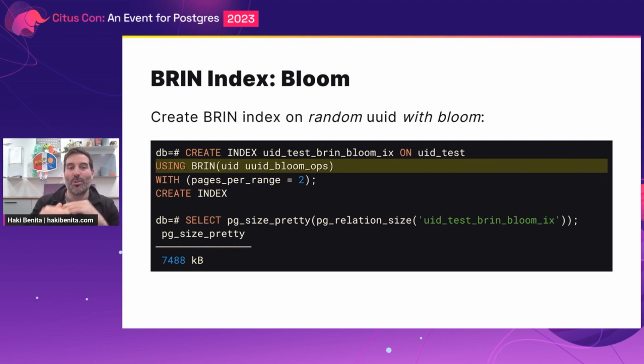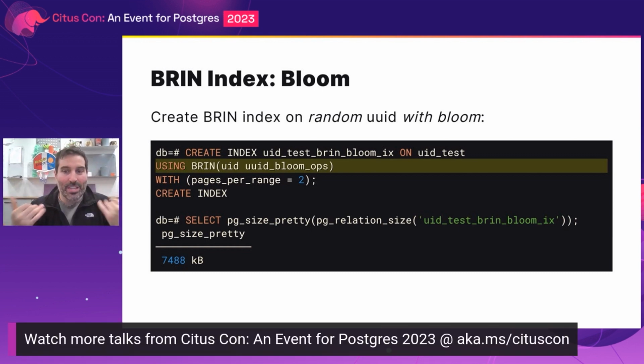So now just to complete our example, we create a Brin index using the Bloom ops, okay? Previously, we used the min-max ops. Now we are going to use the UUID Bloom ops, okay? This is what it looks like. And notice that the size of the index is bigger, almost twice the size of the Brin index using the min-max ops.